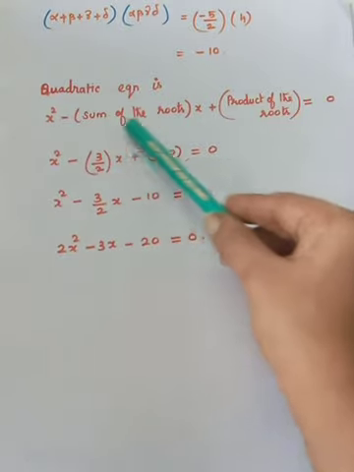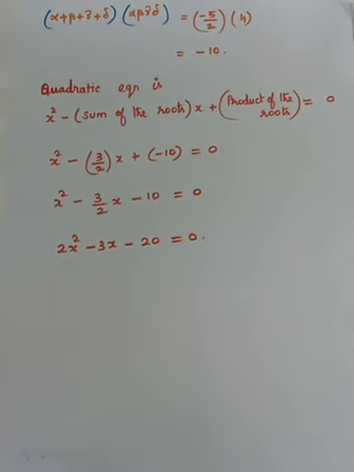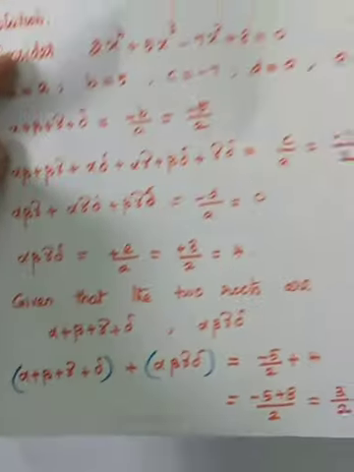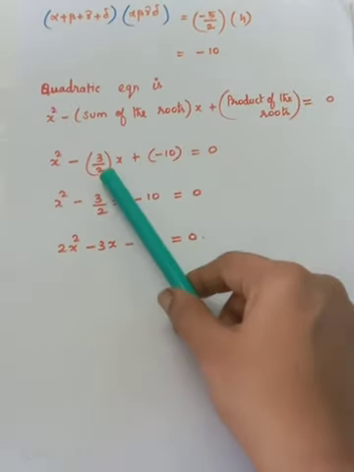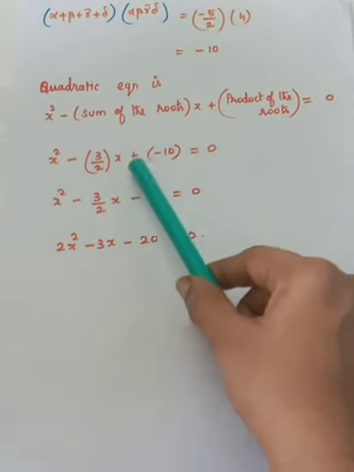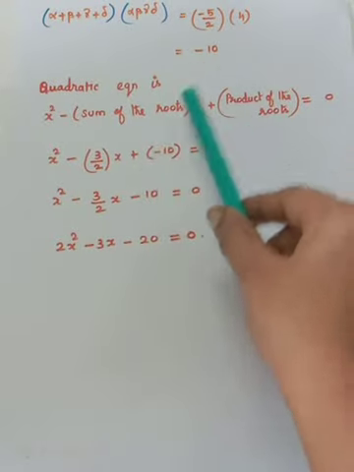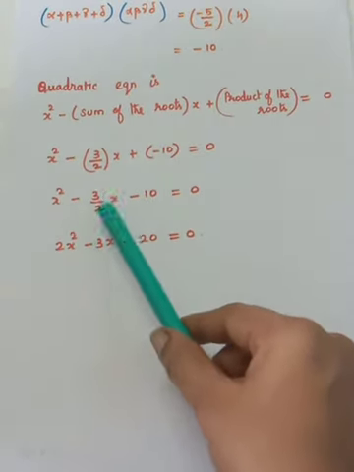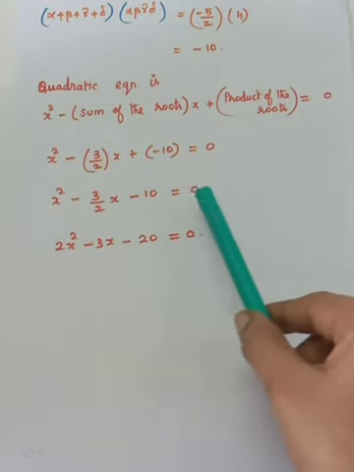So the quadratic equation formula is written here. x squared minus sum of the roots into x plus product of the roots is equal to 0. So you are going to substitute in it. So x squared minus, what is the sum of the roots? Here we have found the sum of the roots is 3 by 2. So it has to be substituted here. 3 by 2 into x plus product of the roots is what? Minus 10 is equal to 0. So x squared minus 3 by 2 into x minus 10 is equal to 0.